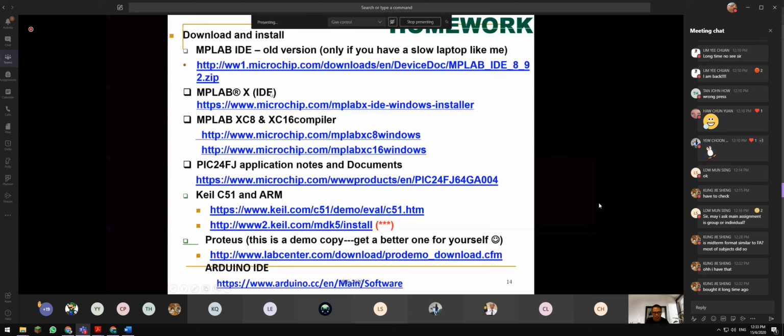If you go to MPLAB X, you are asked to install MPLAB X. You have to install the XC8 and XC16 compilers. Okay, so this is a C compiler. And remember, starting from now, everything is using C programming. You're no longer touching assembly code. Assembly code is for your microcontroller and microprocessor. And you can go to the PIC24FJ and download the application notes.